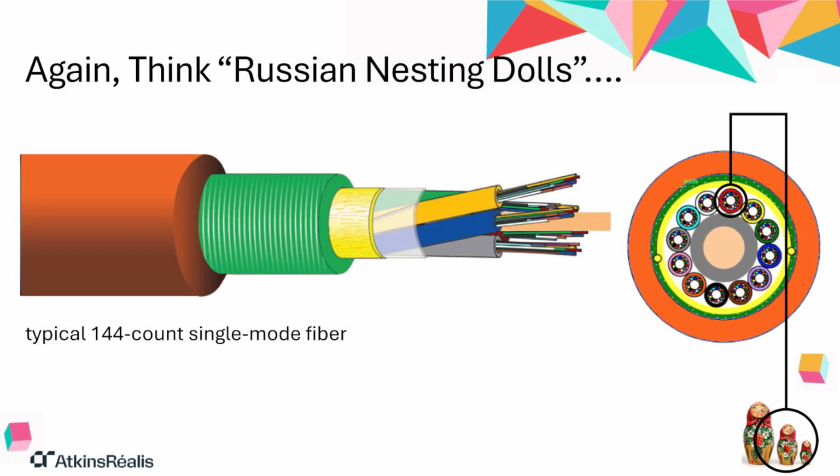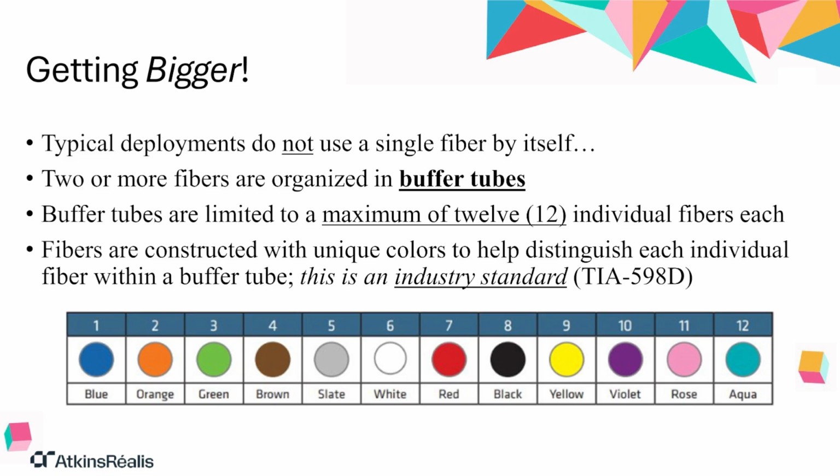The next layer up is the buffer tube. A buffer tube is essentially a small plastic tube that holds multiple individual fibers. Typically, it can contain anywhere from 2 up to 12 fibers, sometimes even 24, but 12 is very common. These tubes serve to organize the fibers, protect them further, and make them easier to handle during splicing and installation. You're dealing with a tube instead of dozens of individual strands.